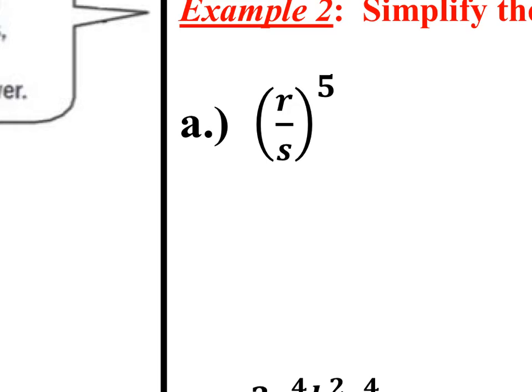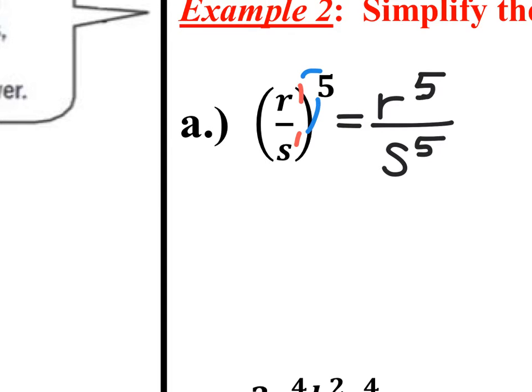We have R and S. I don't see exponents on them, so what is their exponent? 1. It has a power of 1 because there's one of them. So R to the first and S to the first. If you want to actually rewrite it, you could. And then we multiply. 5 times 1. So it's R to the 5th over S to the 5th, because it's 5 times 1 again. Can I subtract these exponents? No, they're not the same base.